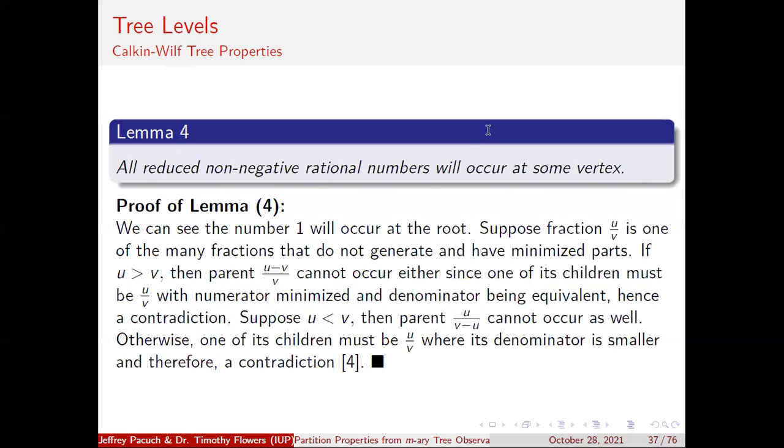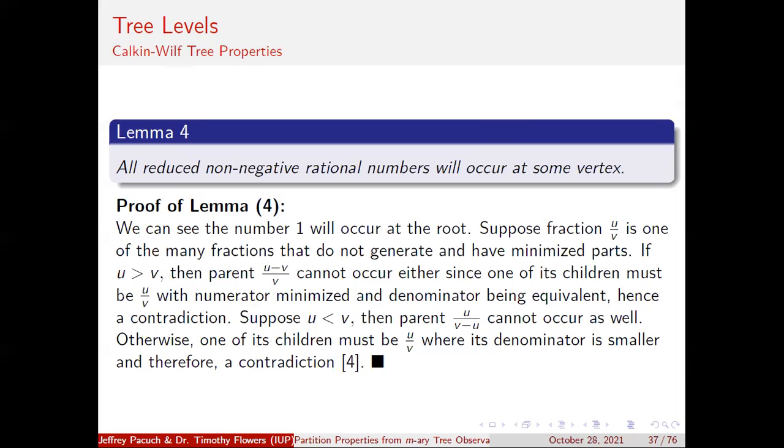So let's look at the second lemma, or the second idea that they proved. So they say all reduced non-negative rational numbers will occur at some point. And this is kind of a big idea, but it's not official until we get to the next slide. But they're claiming every rational number will occur. So they start with the number 1/1, which is the root. And we know that it will occur because it is the root. And it's not going to repeat itself because based on the definition of the tree, the numbers stem from each other and they keep getting larger.